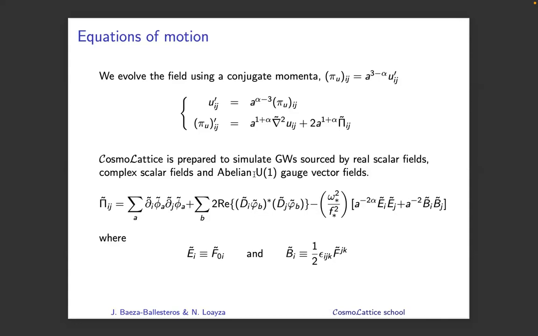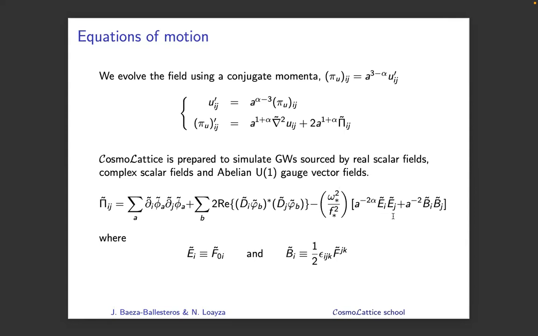gauge charge, and that's why when we compute the source of this complex scalar field for gravitational waves, we need to take in consideration 2 times the real part of this product, where these are actually the covariant derivatives of the complex scalar fields under the U1 gauge field that I am defining here.